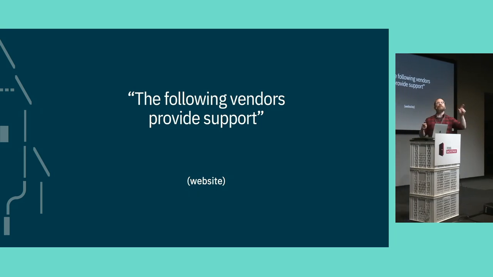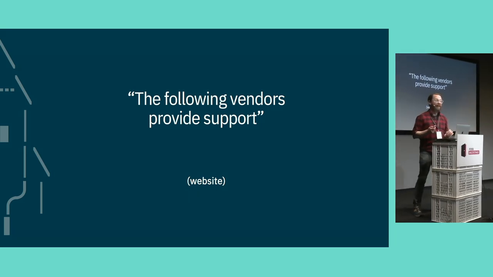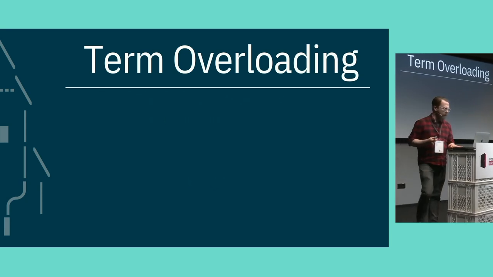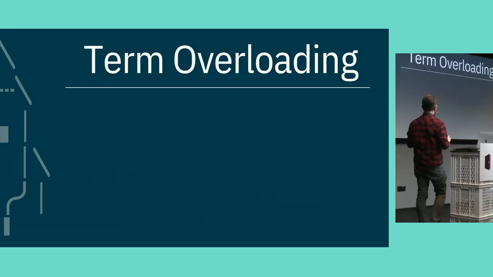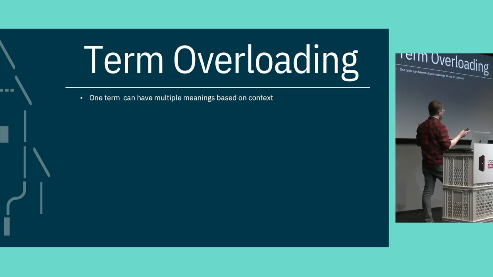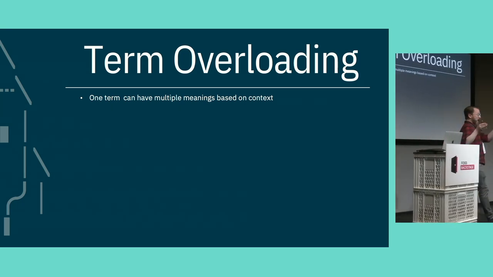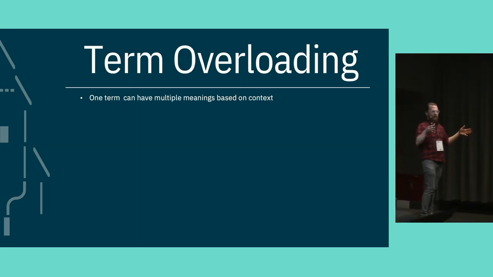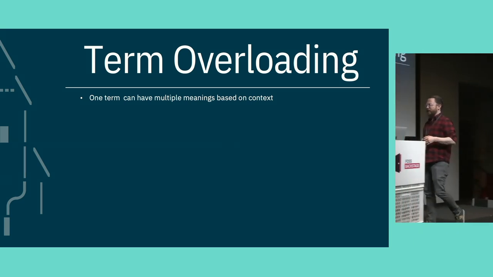She said, those are three different definitions of support. Yes. That is what we call an overloaded term. This is incredibly common. One term has multiple meanings based on the context. This came from one document where we had support meaning seven different things in a matter of three paragraphs. And it can be really, really hard to understand.